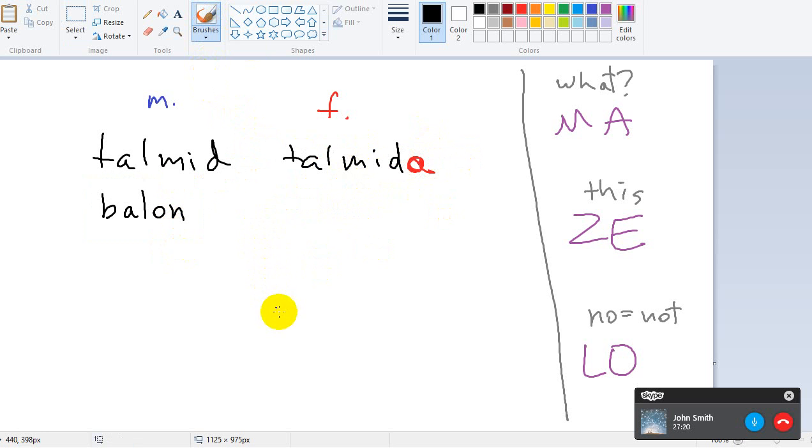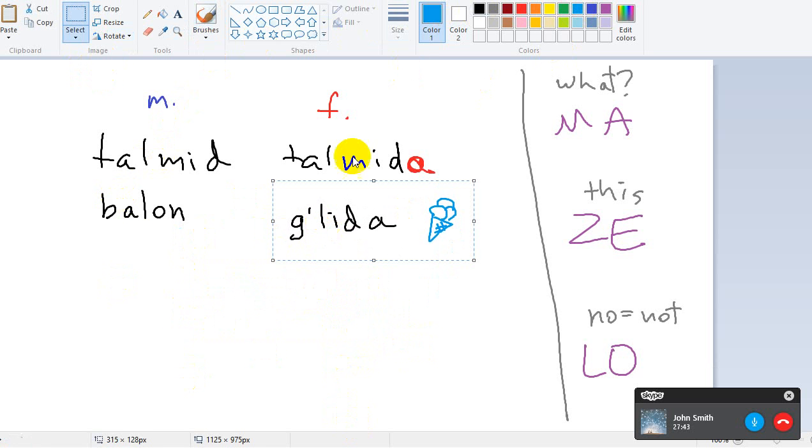So, for example, if I give you another word and I'll tell you what it means, GLIDA. And GLIDA means, yes, right, GLIDA is an ice cream. Is it feminine or masculine? Good guess. It is feminine because it ends with a. And the word I mentioned before, autobus, was it feminine or masculine? OTOBUS. Right, of course, it's masculine. It doesn't end with a, it ends with a consonant, autobus.